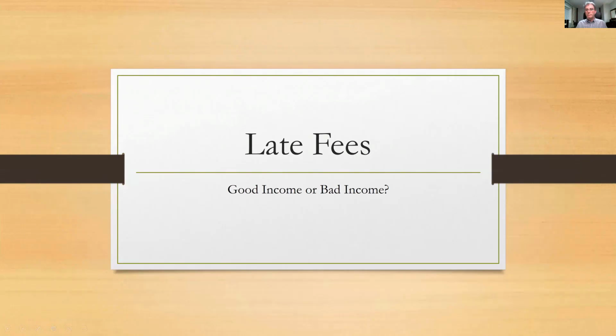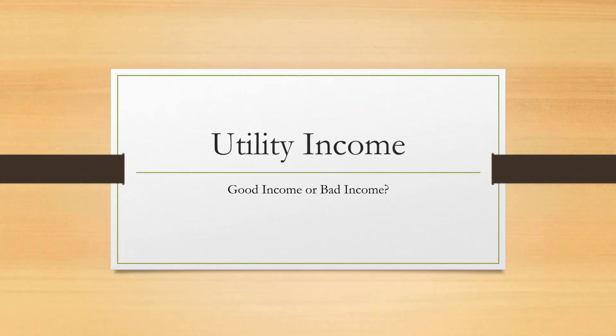Good income? What is it? Yes or no? Bad income. If the tenant paid on time, will we get that money next month? No. Okay. NSF. Bad income. Very bad. Utility income. Good.